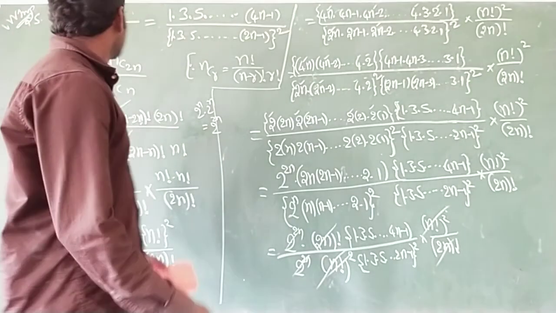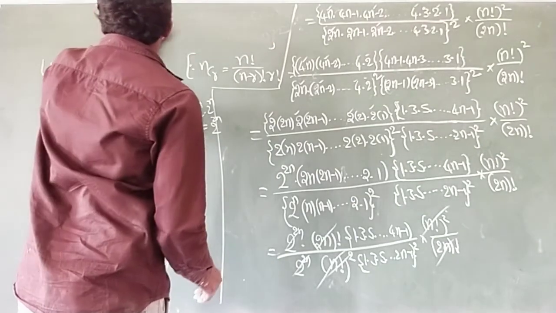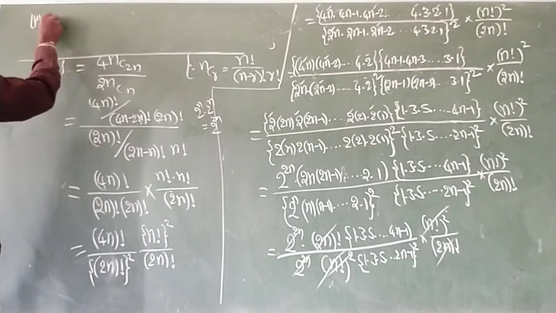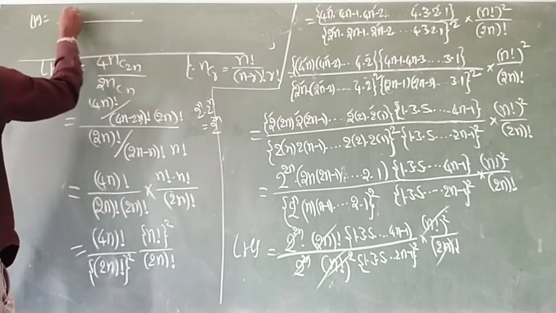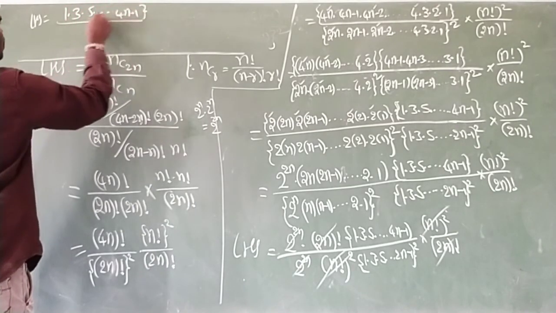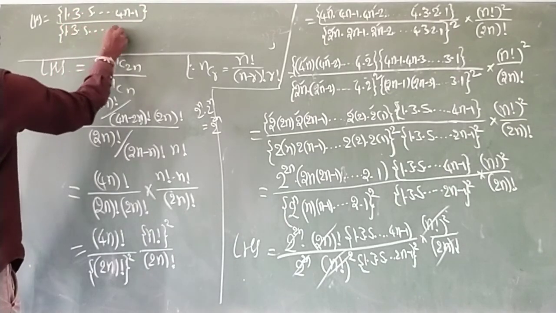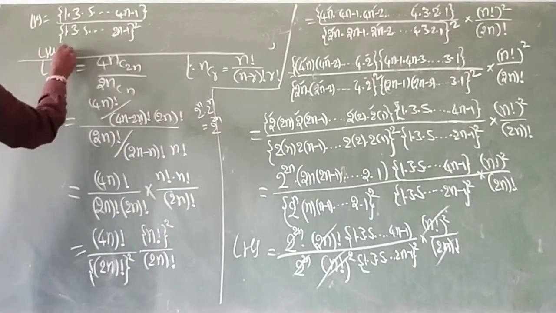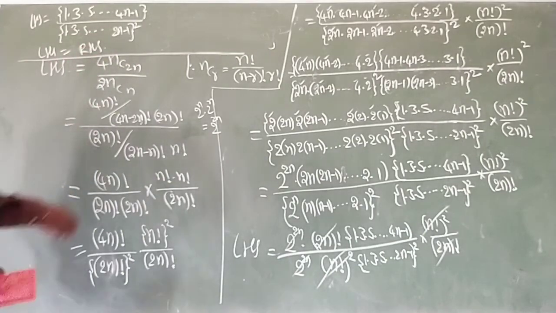Is it clear? So next I am continuing here. I am reviewing the question. So which is equal to LHS. Okay now, this is LHS. This is equal to what remains: 1 into 3 into 5 into so and so 4n minus 1 by 1 into 3 into 5 into so and so 2n minus 1 whole square. That's it. Which is called RHS. Once you see the question, check it. What is RHS? Yes. Hence proved.